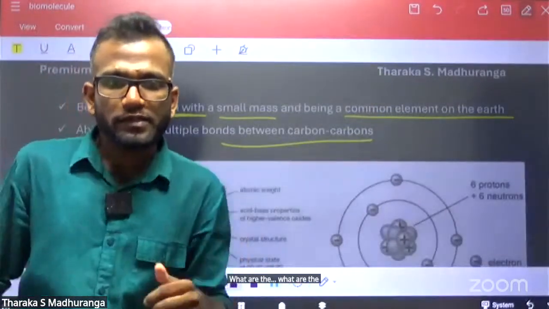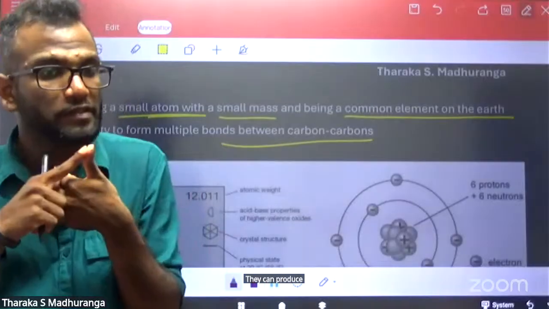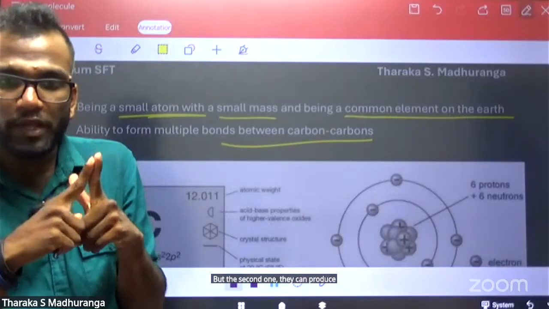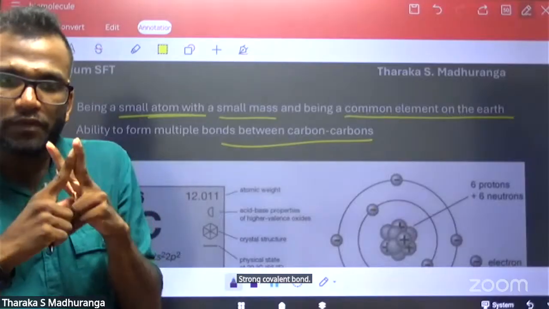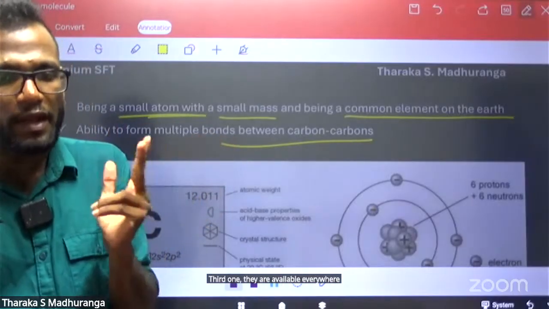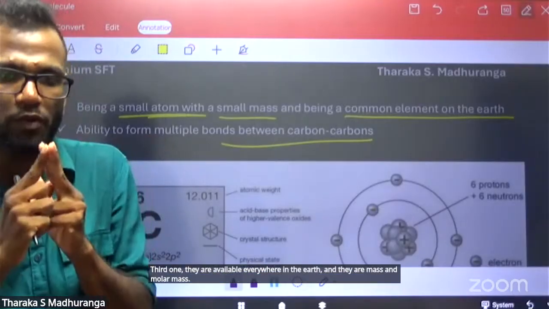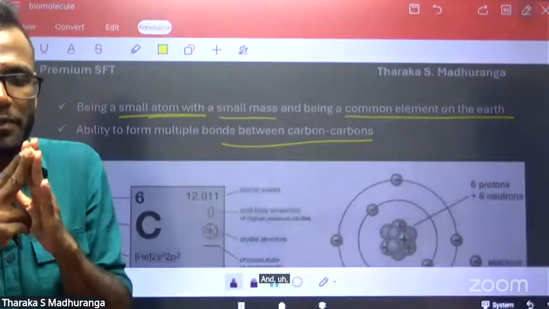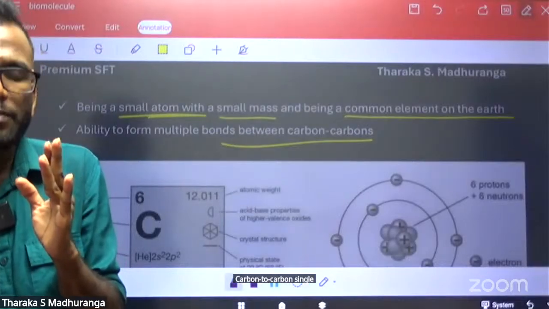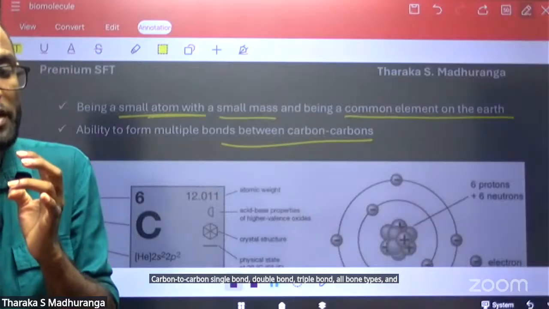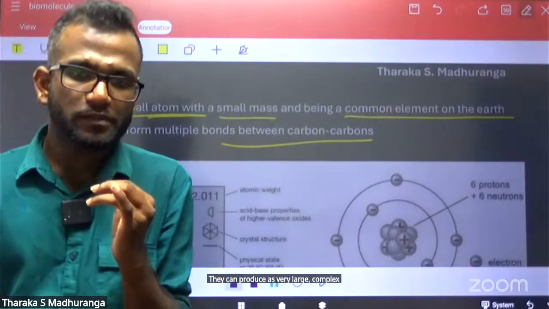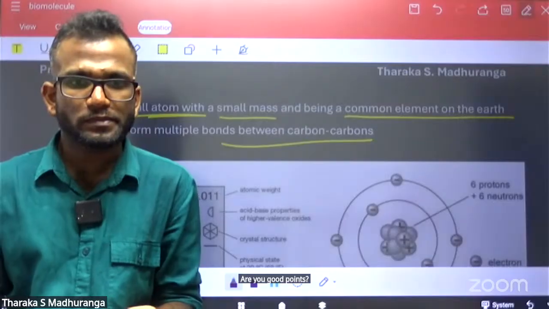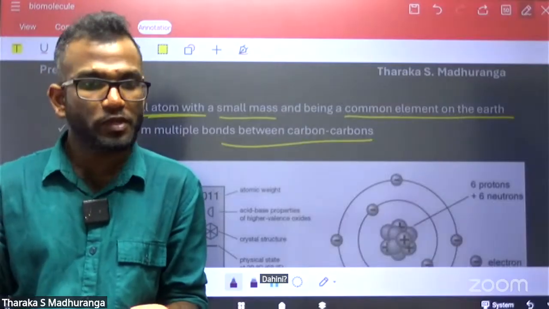What are the factors? They can produce very complex structures. That's the first thing. The second: they can produce strong covalent bonds. The third: they are available everywhere on the earth, and their atomic mass and molar mass are very small. And they can produce carbon-carbon single, double and triple bonds, all bond types, and very large complex structures. Did you get the points? You need to remember them.